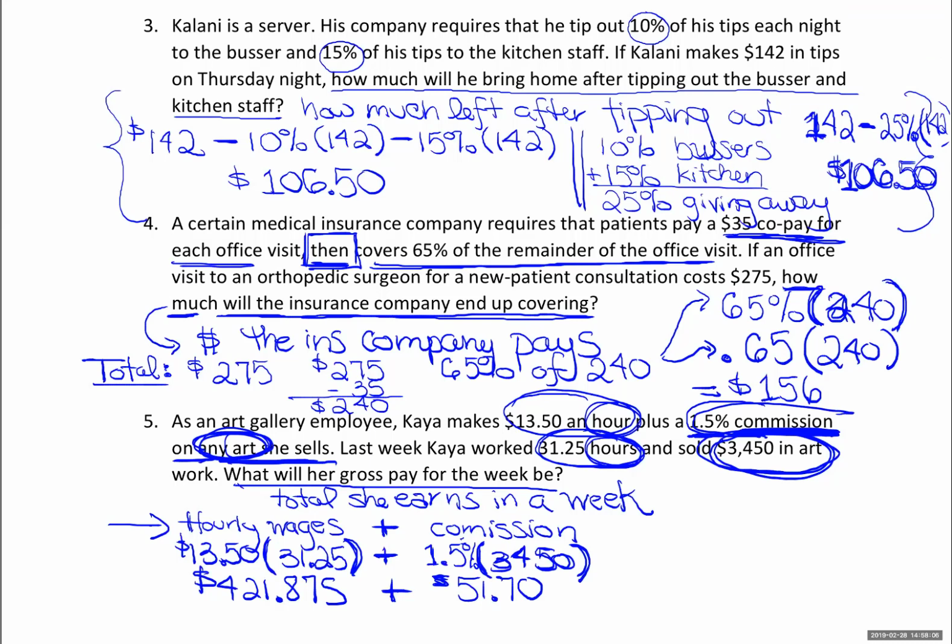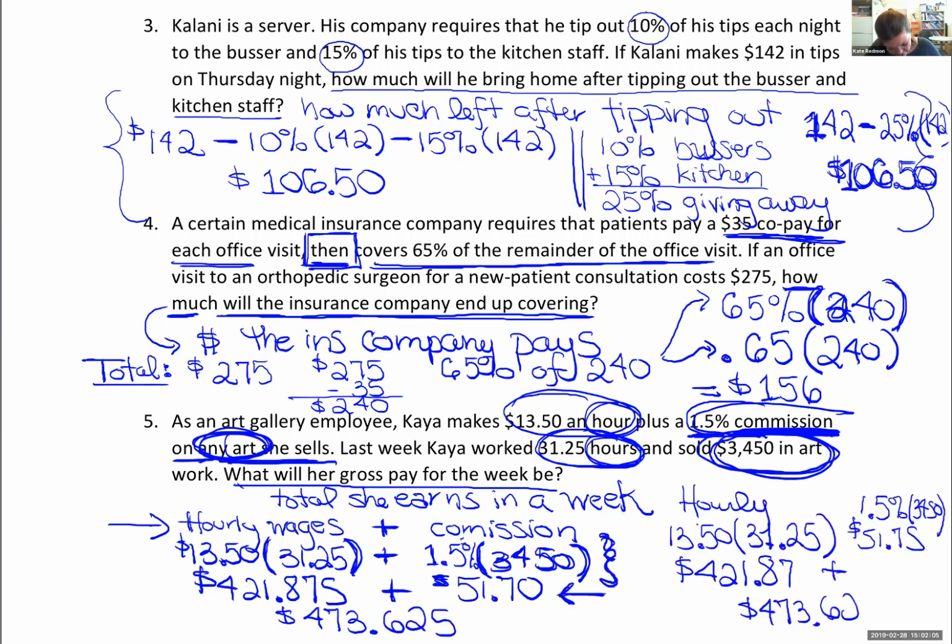And I'm looking at her making 473.625. Okay, but we're still not done with this problem. Even though we've talked it to half to death, we're not done. Can you see what we still need to do? It's rounding. Right now, this is $473, and yet I cannot pay Kaya $473.